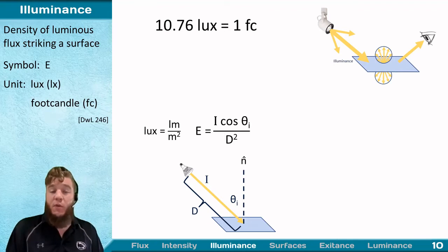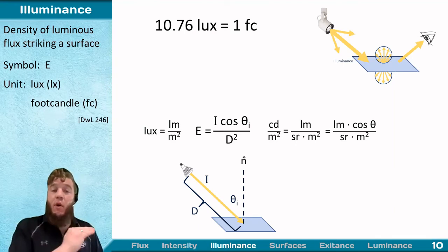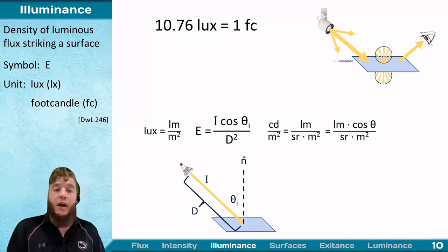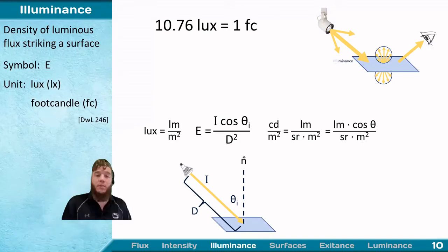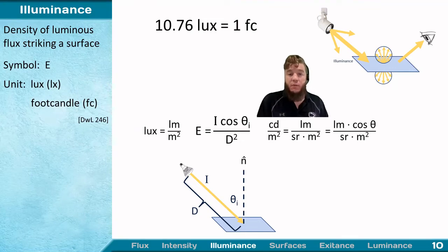On the right side of the equation, it's a little more complex. So we have intensity over distance squared. We can consider this as candela per meter squared. That's what we have right here: candela per meter squared. And let's break that down a little further. We can break candela down into lumens per steradian, right? So this comes out to lumens per steradian times meter squared.